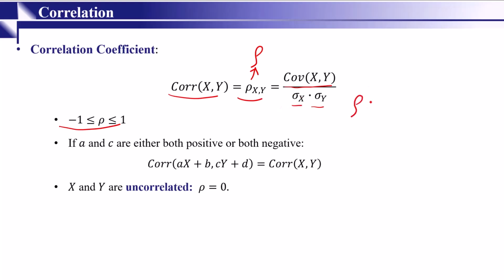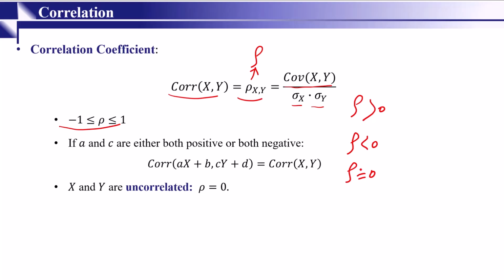If rho is greater than 0, then we say this is positive, right? It means x and y move in the same direction. If rho is negative, it means x and y do not move in the same direction. And if rho equals 0, it means x and y are uncorrelated. It means there is no linear relationship between these two variables, even though they may still be dependent. So dependency and correlation are totally different. We use this correlation coefficient to measure how strong the relationship is between two variables.